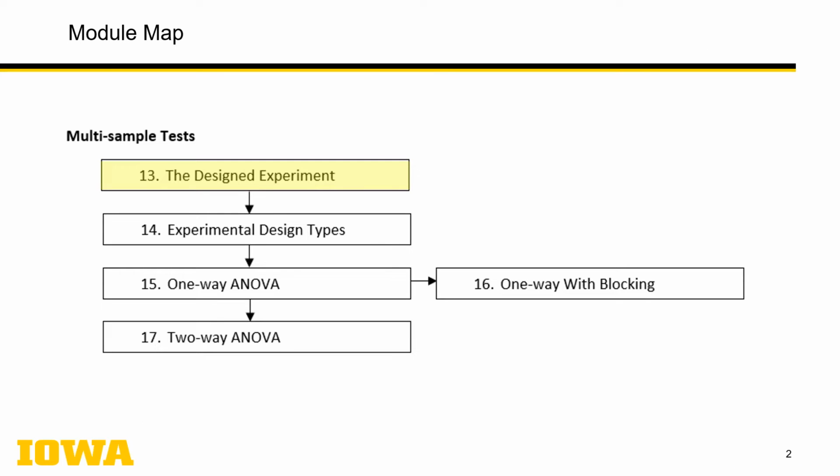As with the previous modules, I'm showing here a module map. And now we're in a completely different set of modules. These are associated with the analysis of data for which you have multiple samples, meaning you have more than two samples that you want to compare. Again, a sample has, say, n observations within it. So of course, a one sample or a two sample test will be accomplished with a t-test, which was covered in modules 6 through 12.